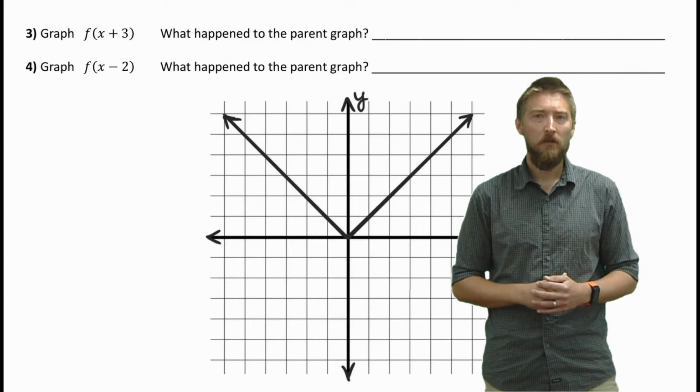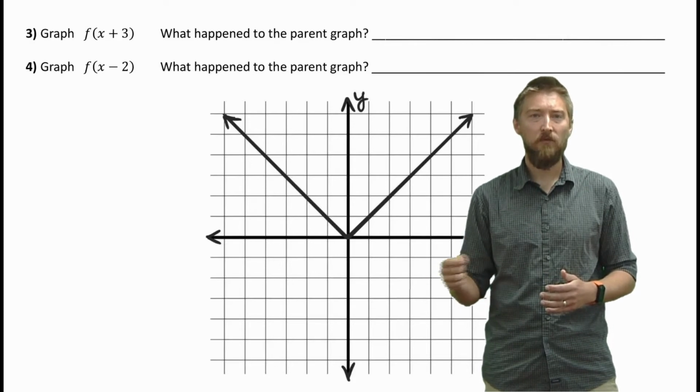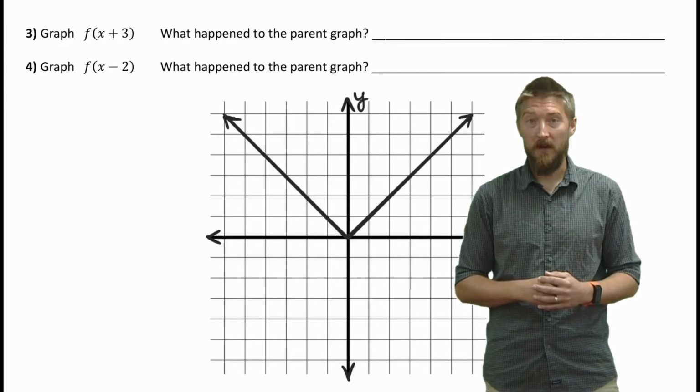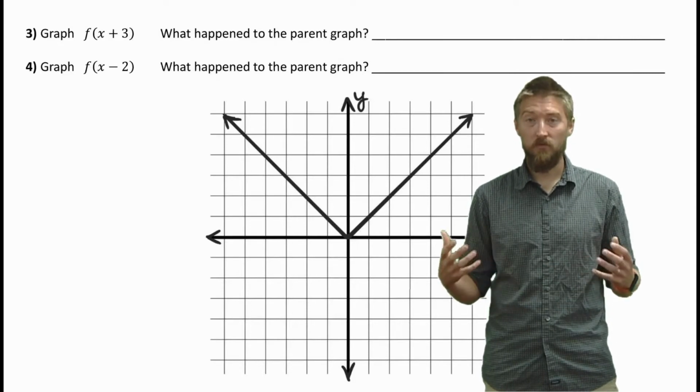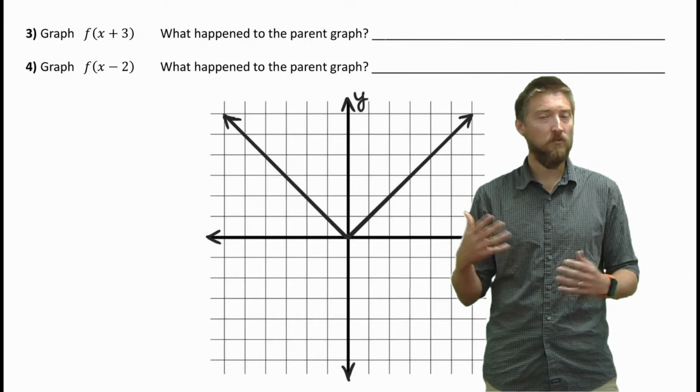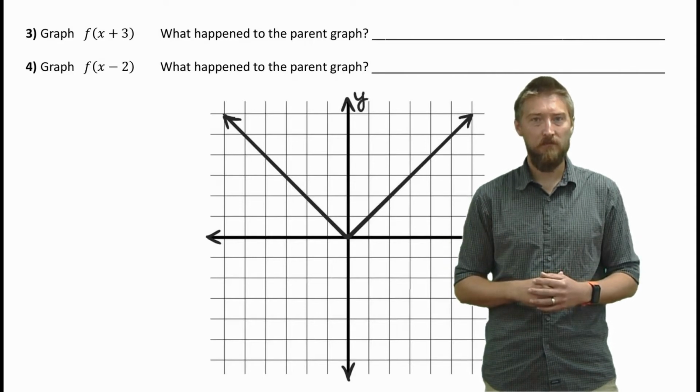Take a moment, go ahead and make a hypothesis for what you think the plus 3 and the minus 2 will do to the graph. Will it move it? Will it stretch it? We already know one of the options is moved up and down, so this probably will do something different.